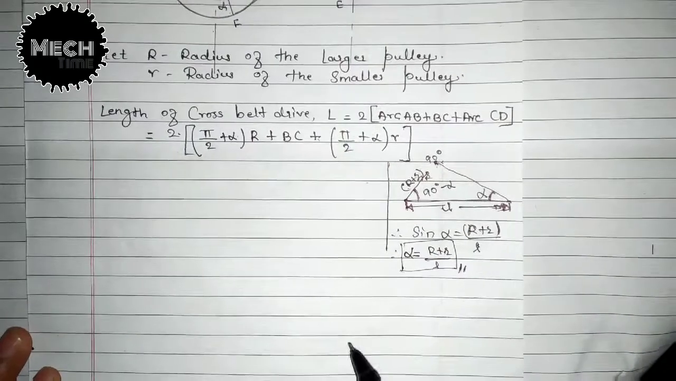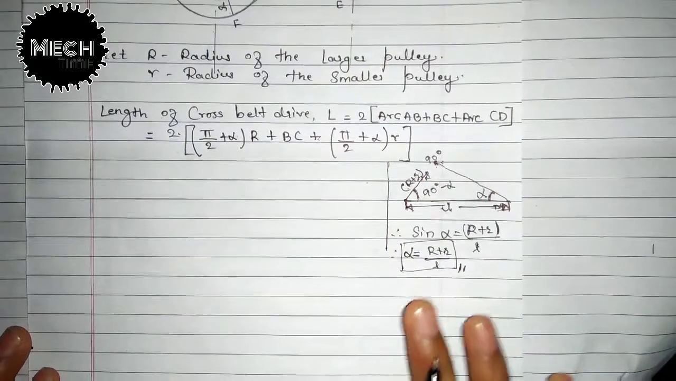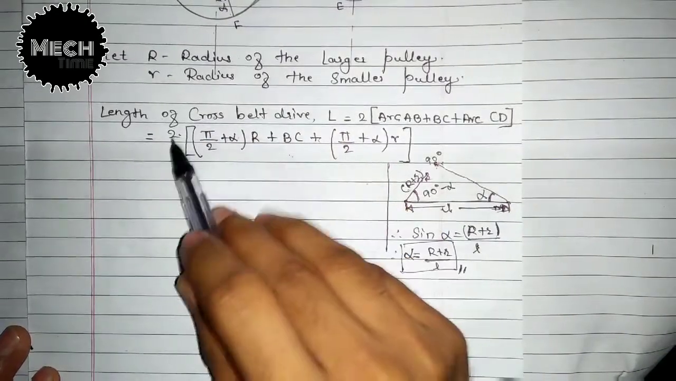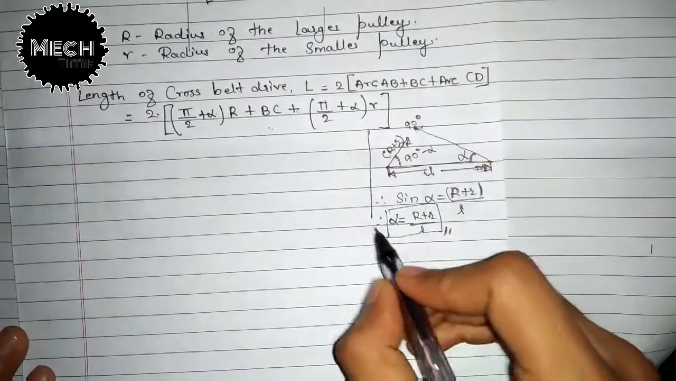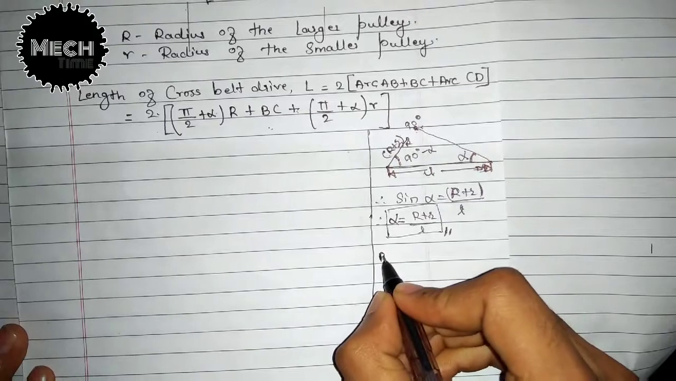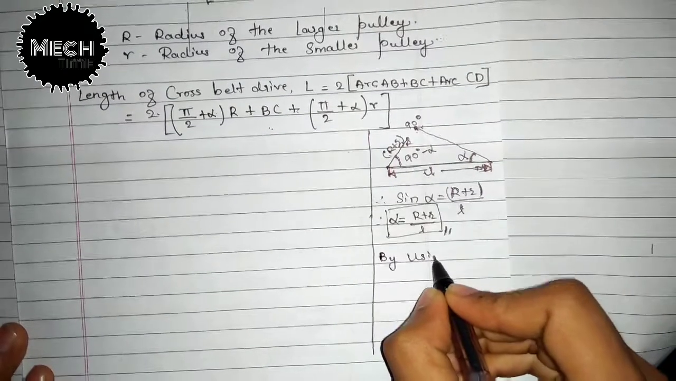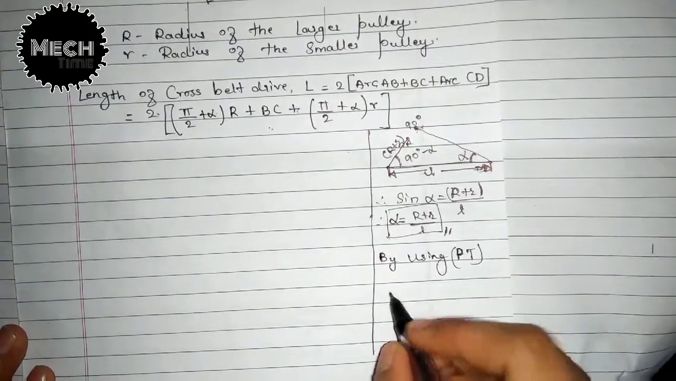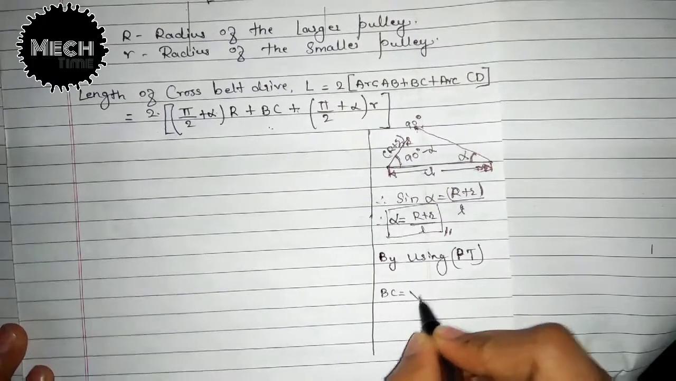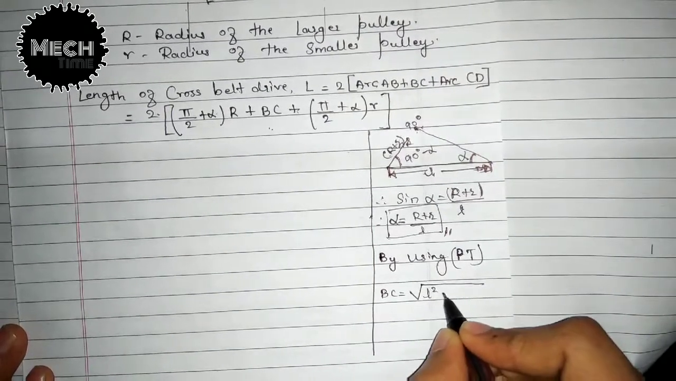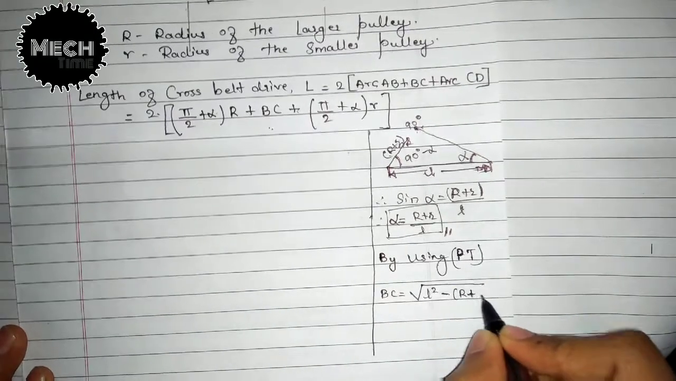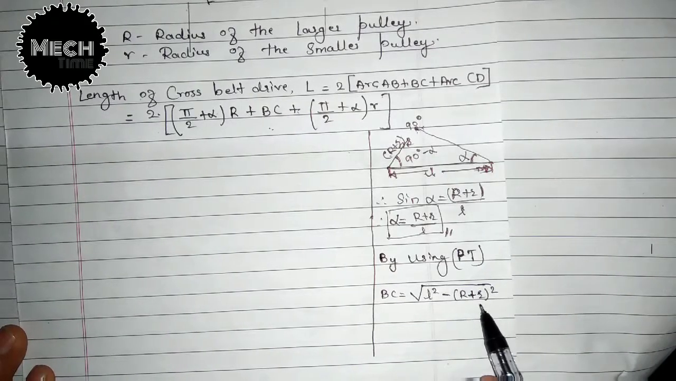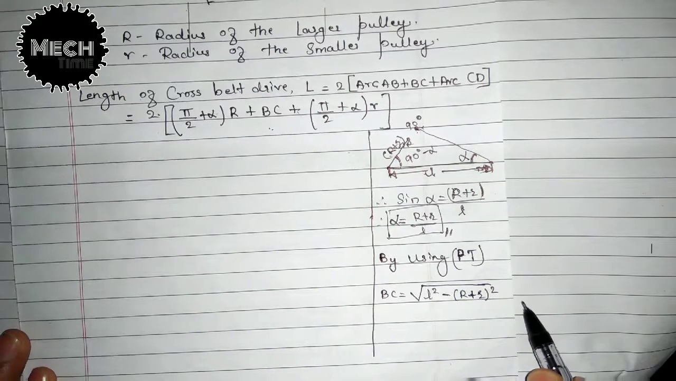Now we want to find the value of BC. How will you find it? To get the length of the cross belt drive, we need to know the value of BC, and only then will the whole derivation be completed. I'll show you by using the Pythagoras theorem. BC is equal to the square root of L square minus (capital R plus small r) whole square.